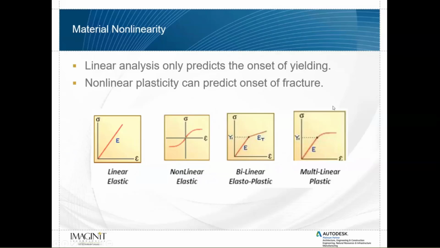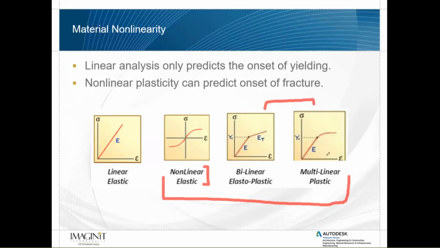The second nonlinear condition is our material nonlinearity. With a nonlinear static analysis, typically if you're seeing stresses beyond the yield strength of the material, you'll need to reclassify your material as one of these three options here. If you're working with an elastomer material or a rubber, it's likely you'll be using a nonlinear elastic. If you're doing a metal, maybe aluminum or steel, you're likely going to be using one of these two plastic curves, either bilinear elastoplastic or multilinear plastic.